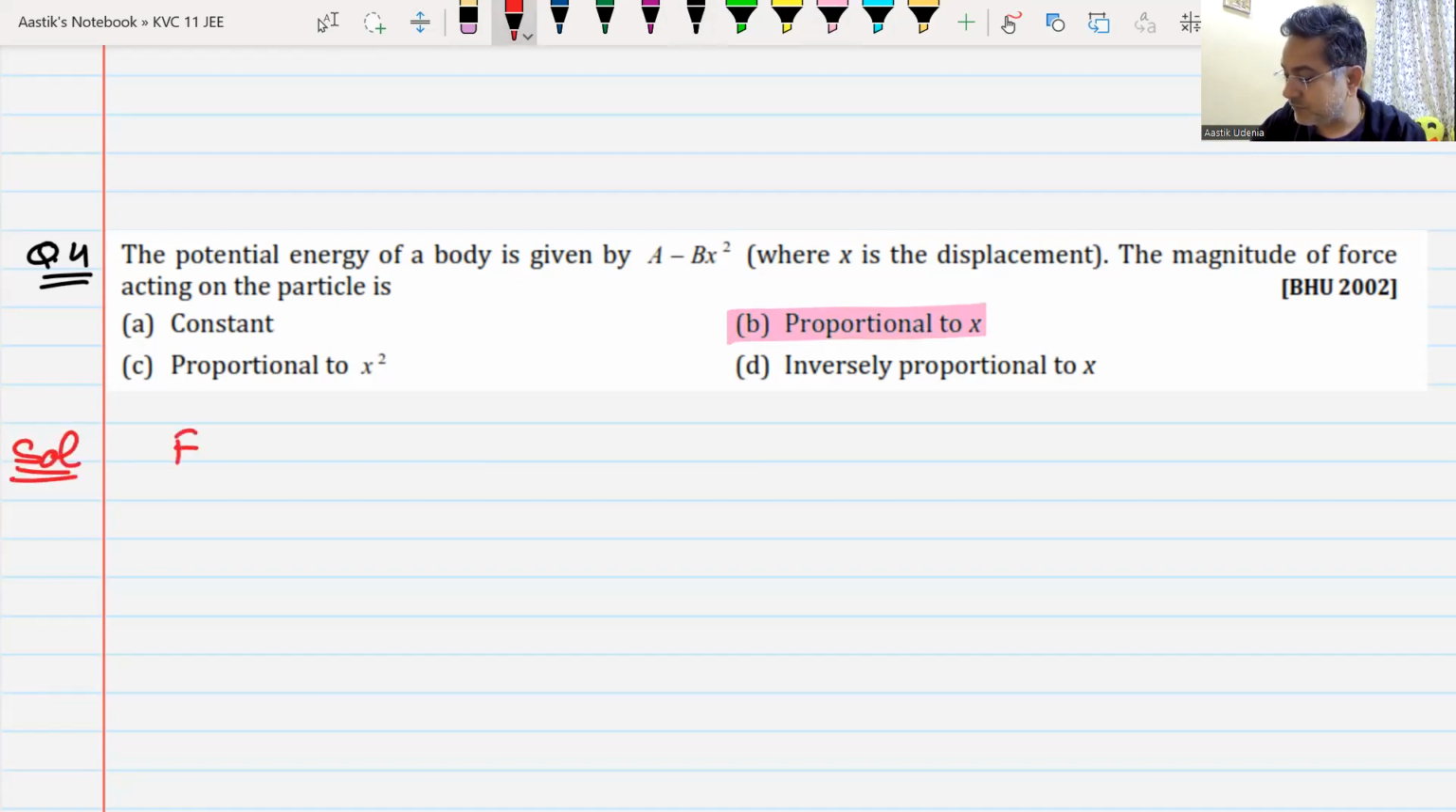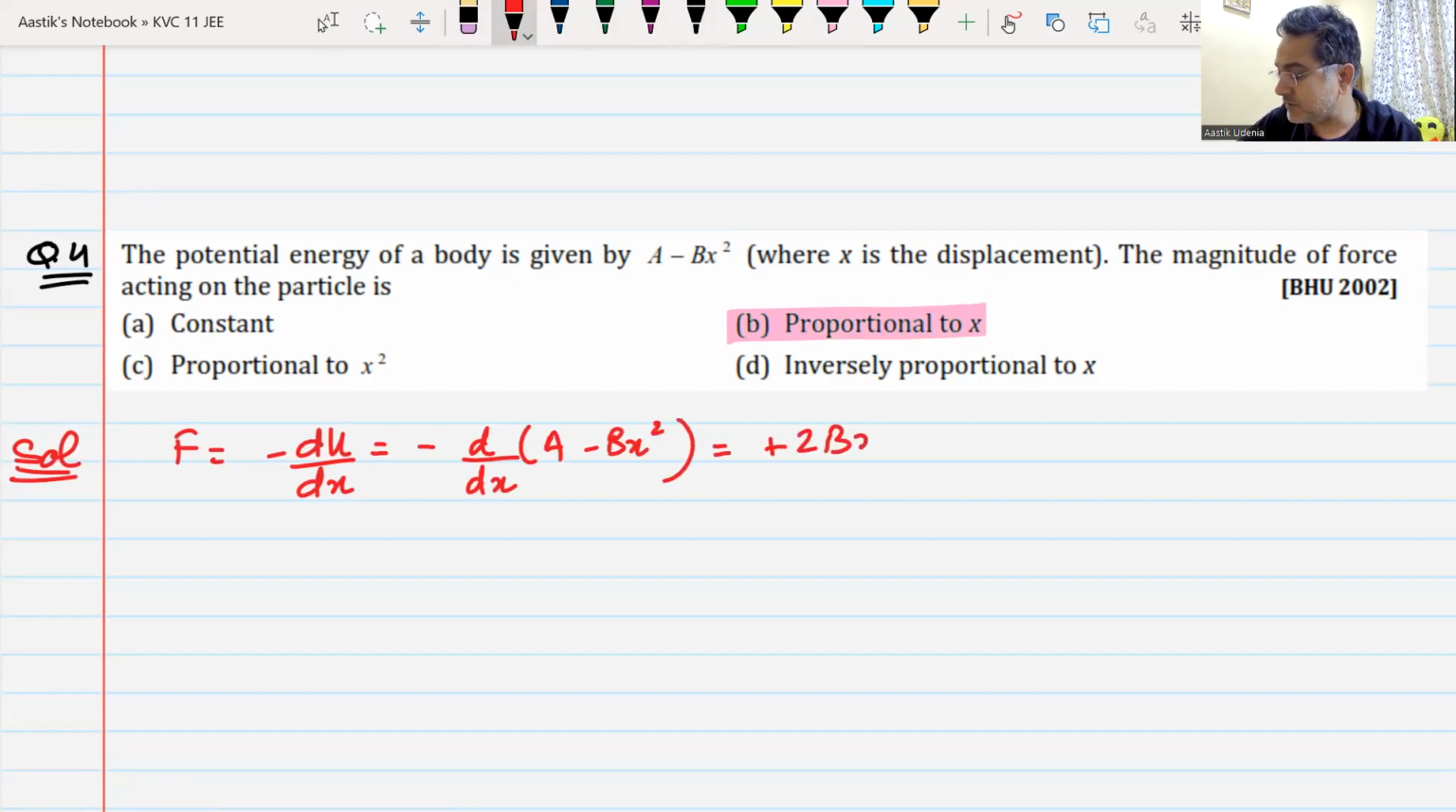It is very simple. Force is minus dU by dx. So you just have to find out the negative derivative of that. So minus of d by dx of a minus bx square, and you will get it as plus 2bx. B is a constant, so it is directly proportional to x, and that is the answer that we are looking at. Yes or no? Everyone got this?